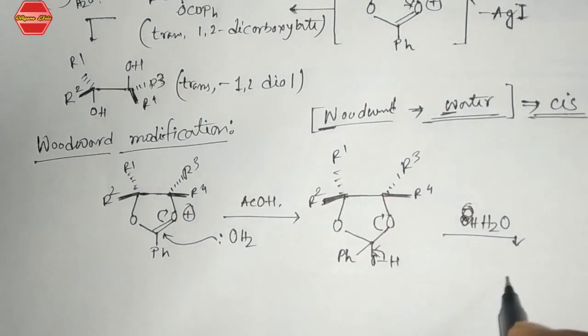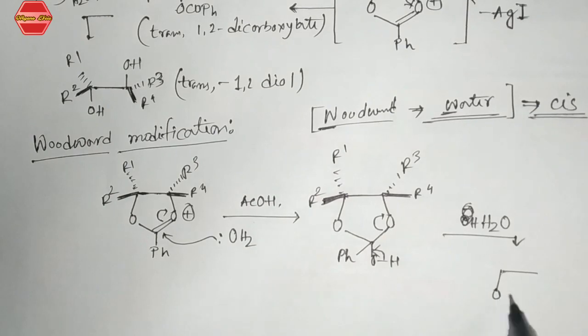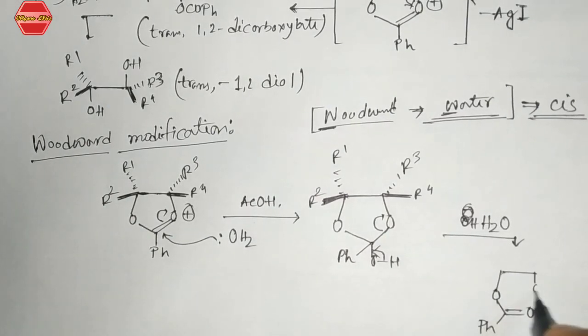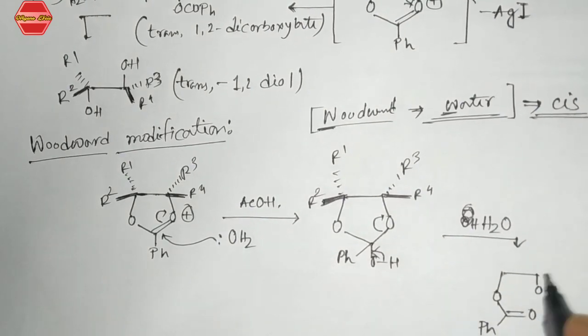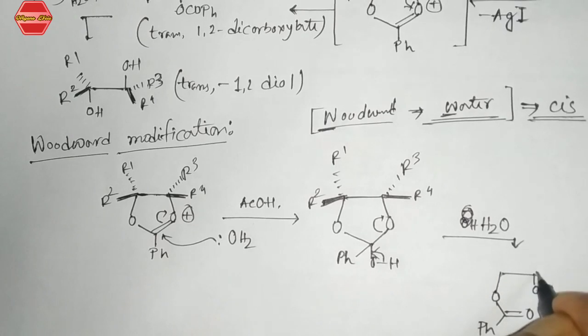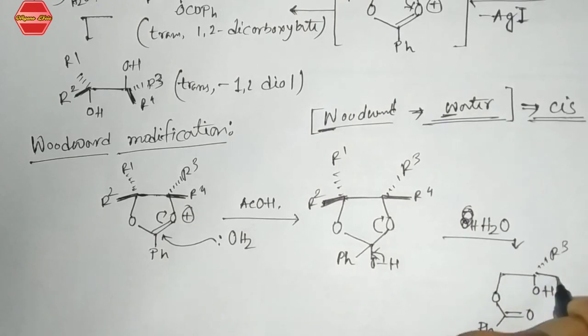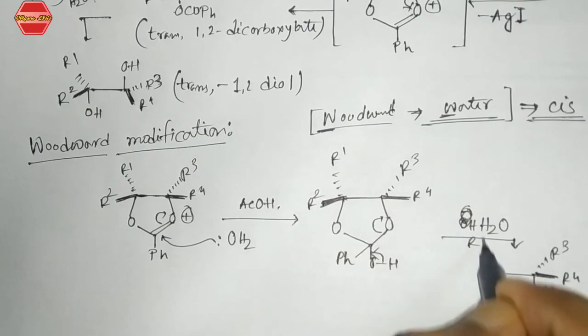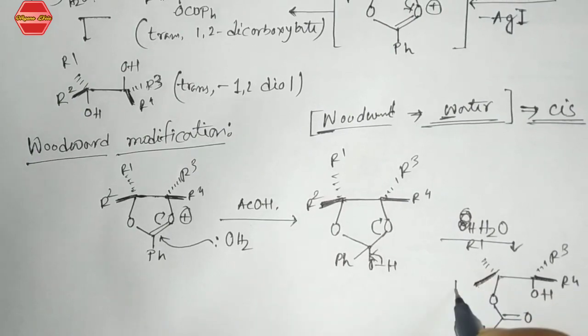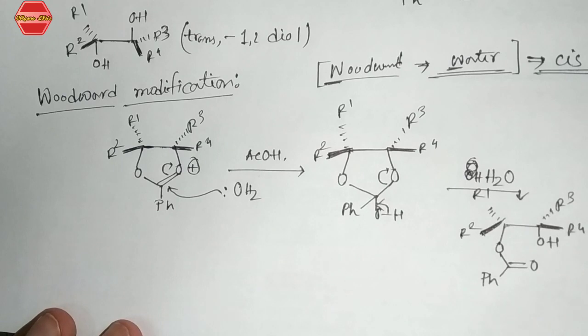Now the final step is that we get the final product like this. Your Ph, this is our OH, this is O minus, that directly takes a proton from here and it will form this R3 and your R4, R1, and this is your R2. So that is how we get this one.